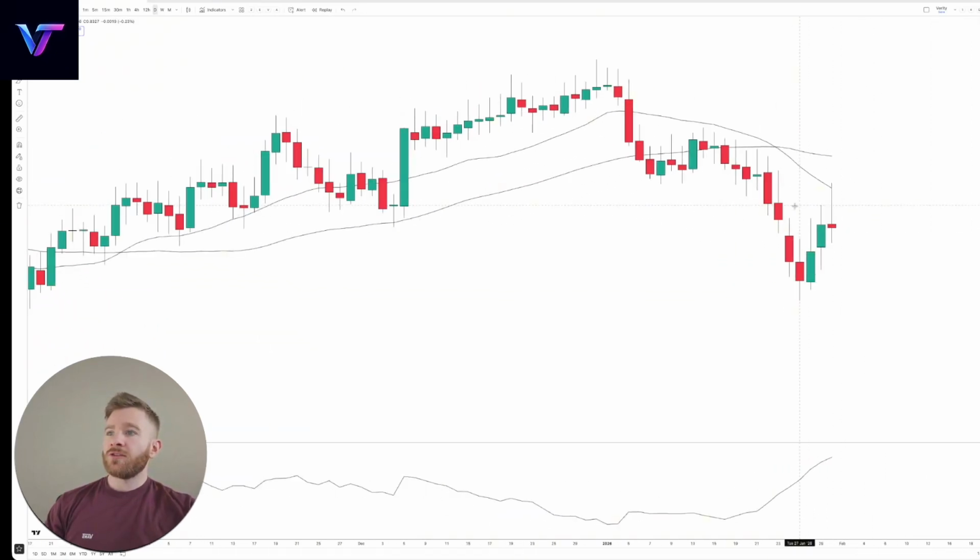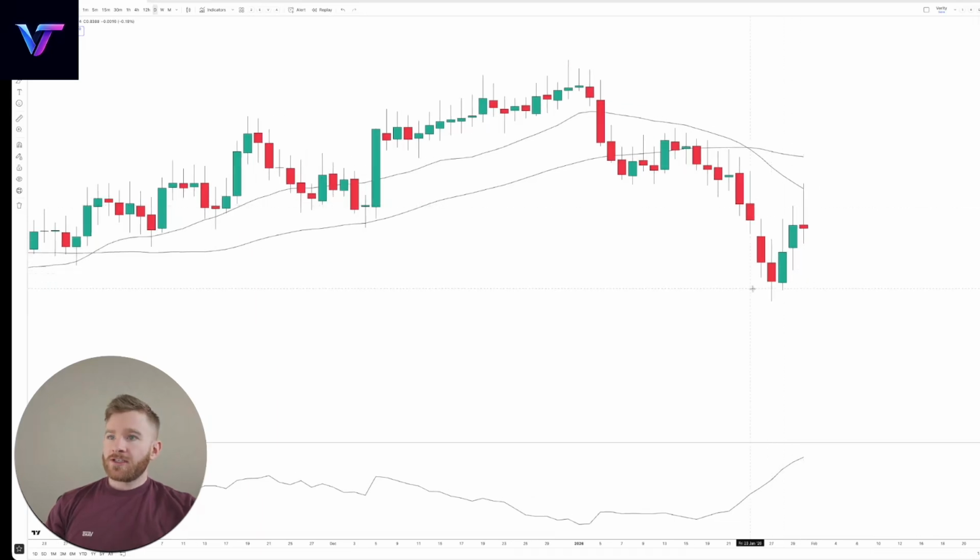So this is the Canadian dollar from a daily chart. As you can see here, it's in a downtrend. We had the 20 and the 50 period crossover. We're below the 20 and the 50-day moving average. This is clear that the money is flowing out of the Canadian dollar.